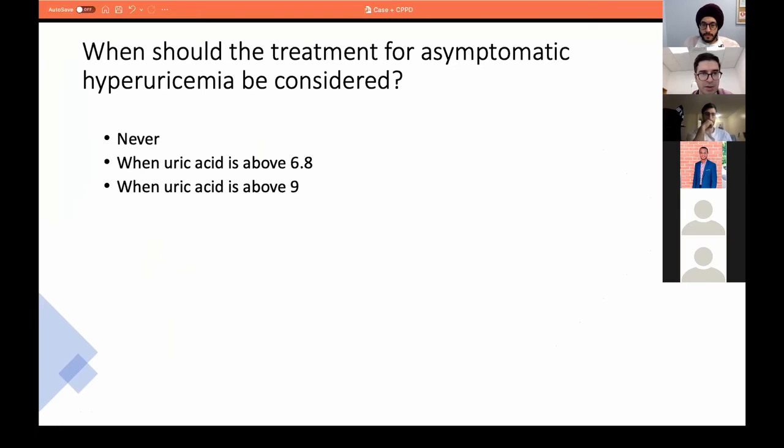When should you treat asymptomatic hyperuricemia? Never, when it's above 6.8 or when it's above 9? Let's see in the chat what people say. Above 9, never, yes, never. So never is the right answer. Now, don't confuse above 9. If you have one gout attack and it's above 9, you may consider starting. But if a patient is asymptomatic, we don't just treat hyperuricemia, right? If they don't have anything else.